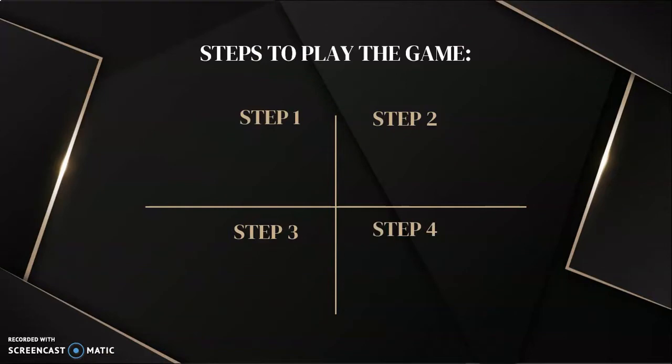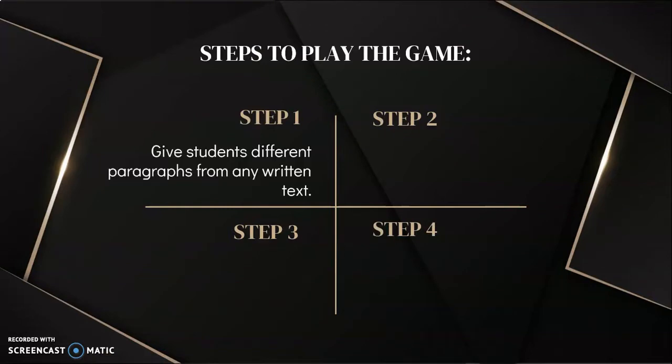So this is how you can play the game in your classroom. Step 1. Give students different paragraphs from any written text.